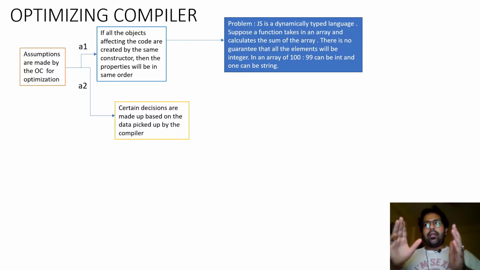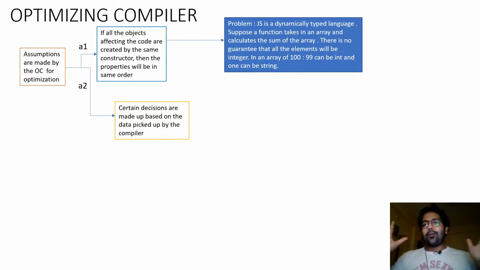So what happens next? Now the problem occurs, right? JS is a dynamically typed language. We understood what is a dynamically typed language, correct? So as JS is a dynamically typed language, for example, if an array is being summed up, and the array has 100 elements, all the elements need not be integers, right? An array can be an amalgamation of integer, string, boolean, anything, correct? So 99 elements can be of integer type, and that one element can be of string type.